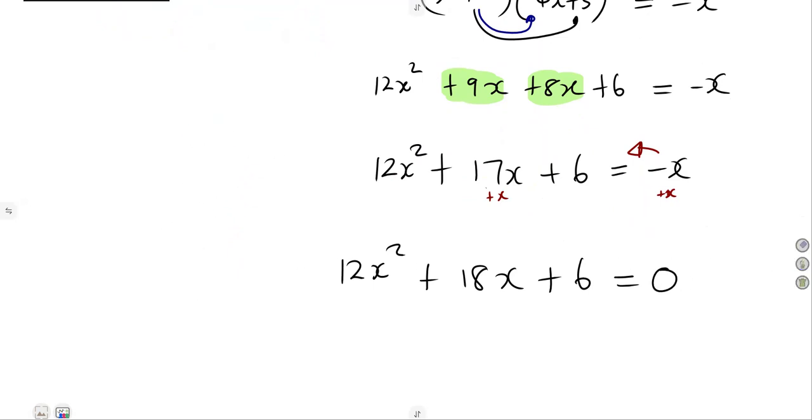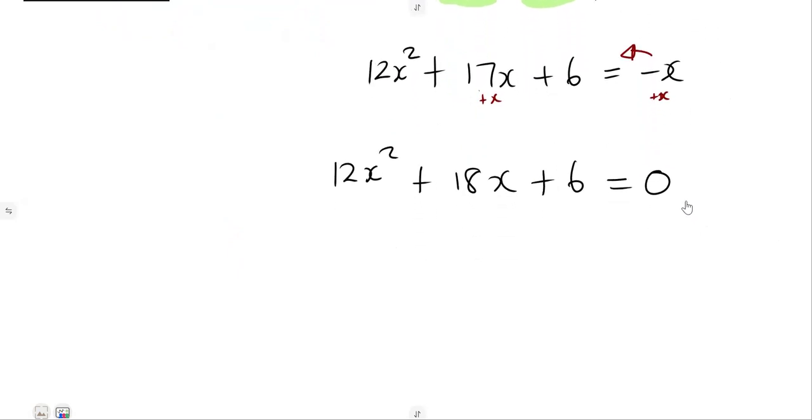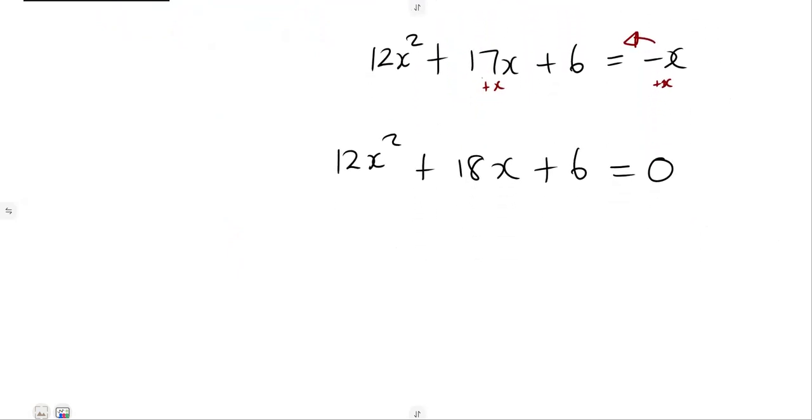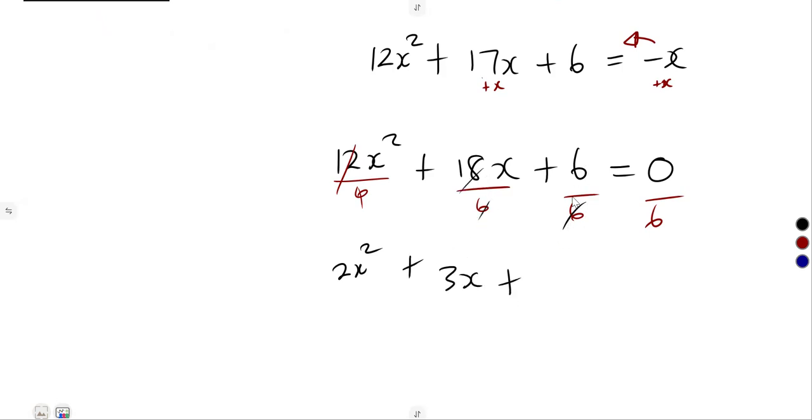Looking at our equation, yes, we can just use our quadratic formula, but we can see that 6 is the highest common factor. 6, 6, 6. So you can simply divide by 6. That's going to be 2x squared plus 3x plus 1, and that is equal to 0.